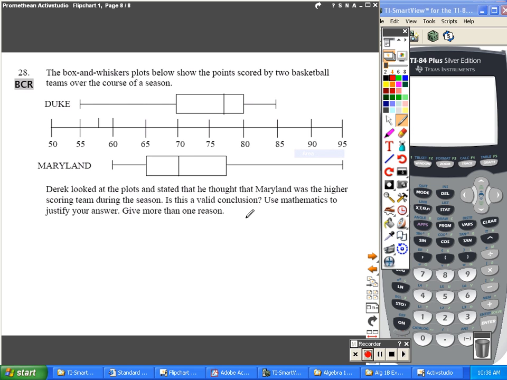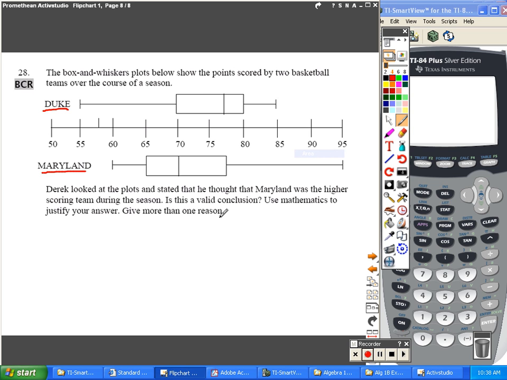Alright, let's look at 28. The box and whisker plots below show the points scored by two basketball teams over the course of a season. We get Duke versus Maryland. Derek looked at the plots and stated that he thought that Maryland was the higher scoring team during the season. Is this a valid conclusion? Use math to justify your answer. Give more than one reason.